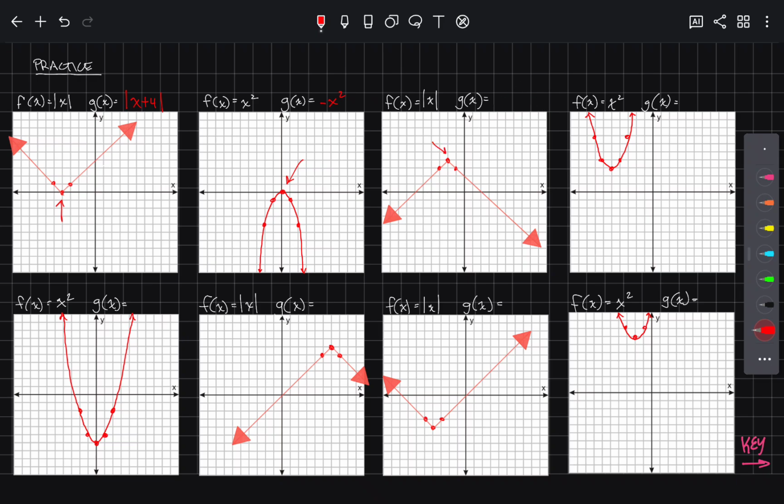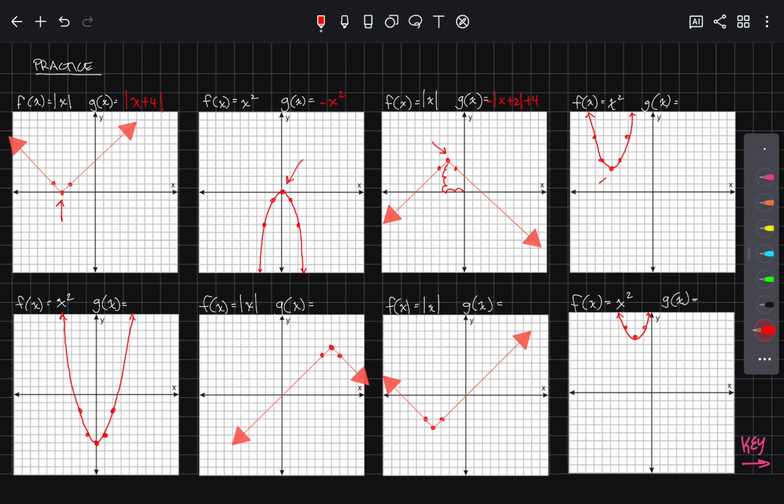You can see that the 0, 0 point of the parent function, absolute value of x, has been shifted. It went over 1, 2, and then up 1, 2, 3, 4. So that means x plus 2, and it went up 4. 1, 2, 3, 4, plus 4. But it's also the negative because it's been flipped upside down.